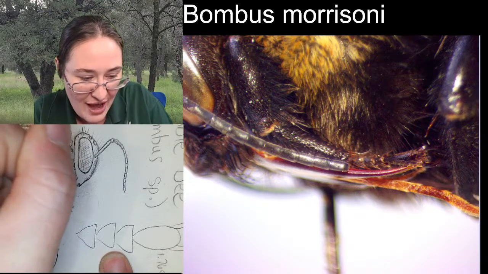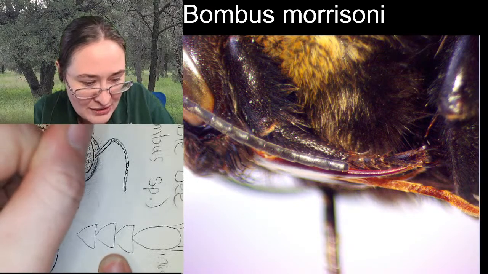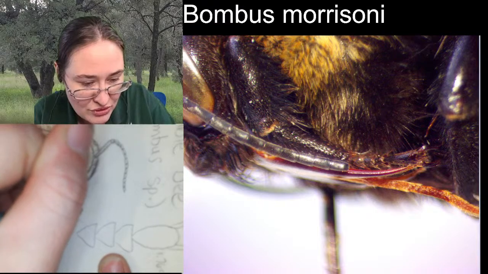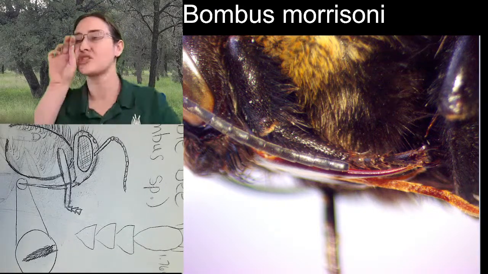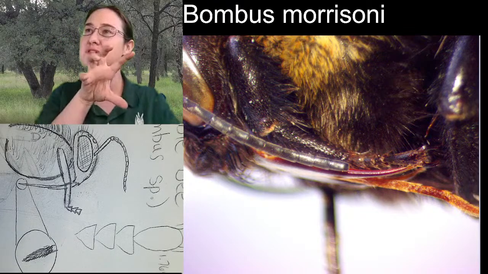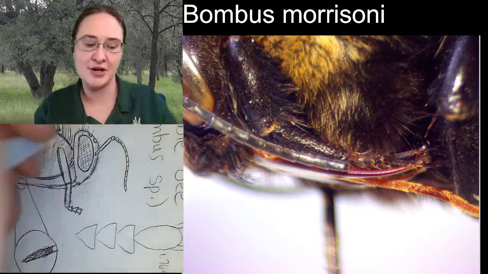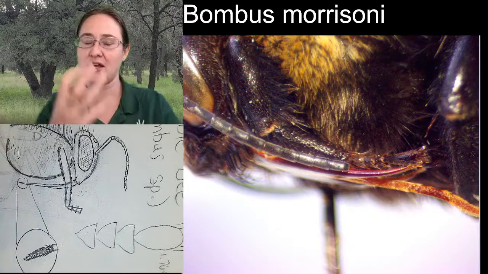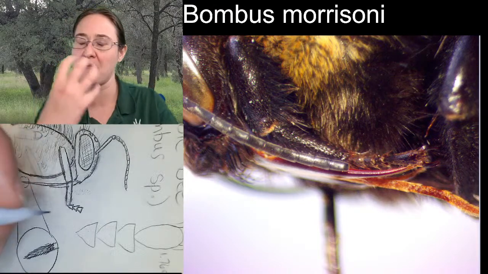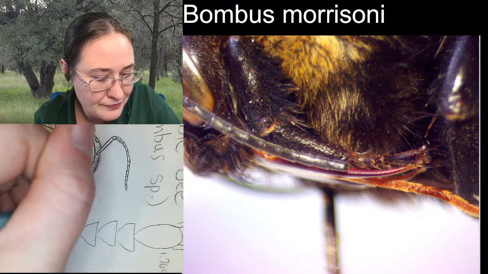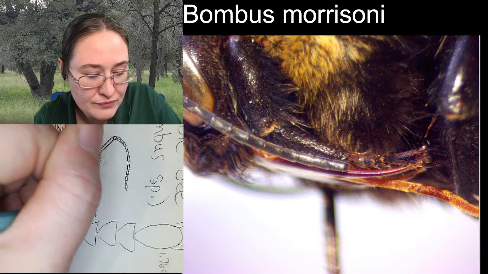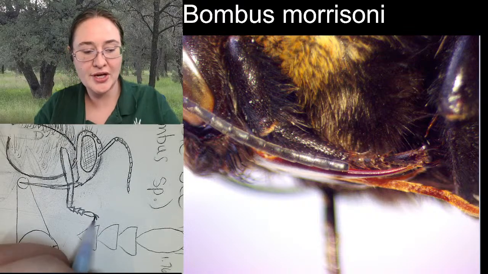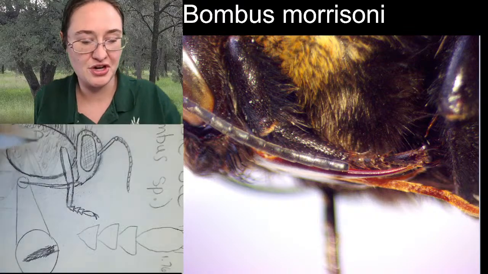So we've got a little triangle. 1, 2, 3. And these aren't just flat triangles. They're actually almost like cups that are stacked onto one another, if you look at them from above, or from, I guess, head on. Alright, so we've got 2 little tarsal claws.